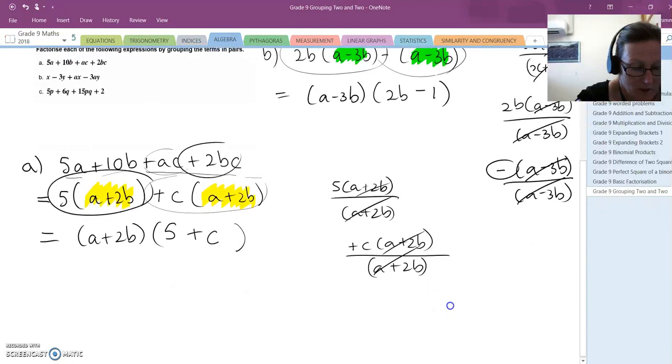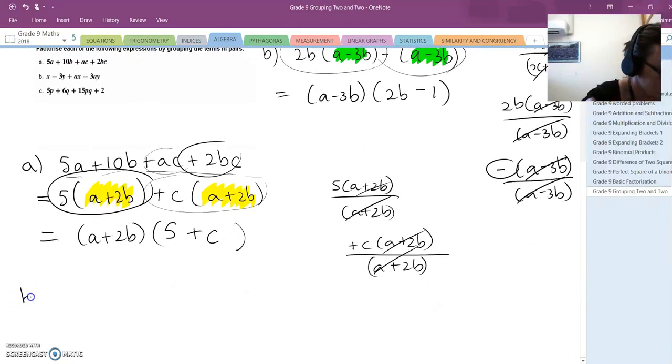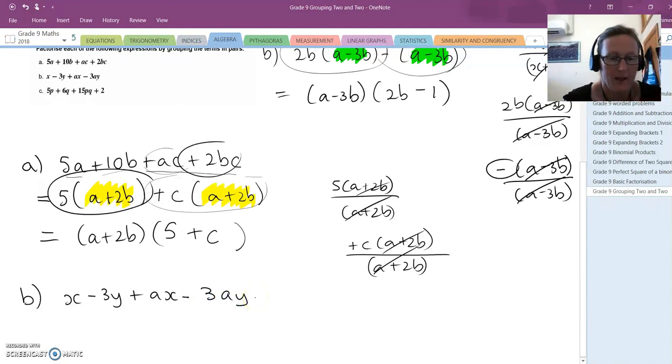Worked example 21b. x − 3y + ax − 3ay. Again, 4 terms, nothing common to them all. Alright, let's look at the first 2 terms. What is common to those first 2? Doesn't look like anything's common, but remember, 1 is always common. So 1 is common, and we're left with x − 3y.